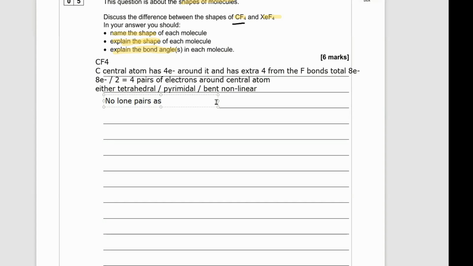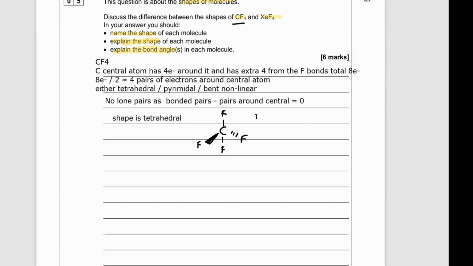Well, there's no lone pairs, and we can tell that because there are 4 pairs of electrons, and we know all 4 pairs of electrons are in a covalent bond with fluorine because of the F4. So no lone pairs. Now, that means it's only bonded pairs around the central carbon atom. So the shape will be tetrahedral, and that's going to get you your first mark. You don't actually have to draw the shape out. It doesn't ask for that. It just says name the shape, but I'm just going to draw it out for you there. That's what a tetrahedral shape roughly looks like.